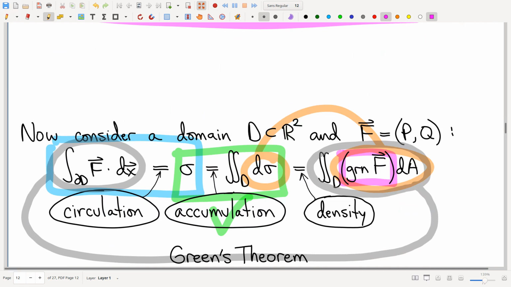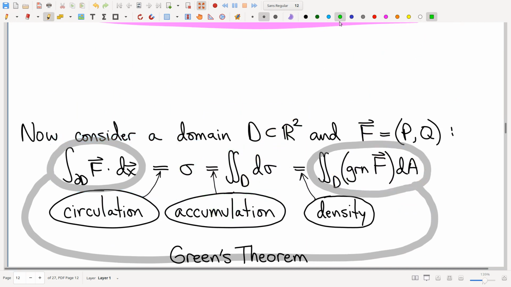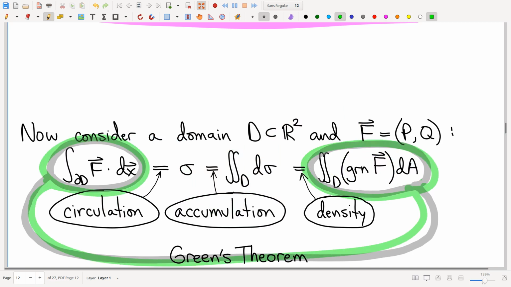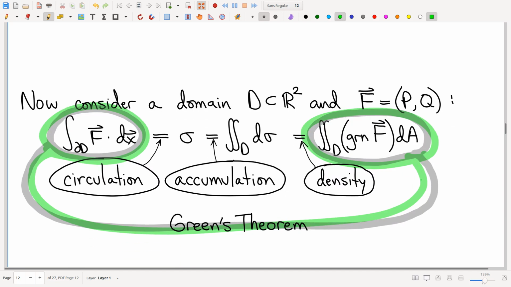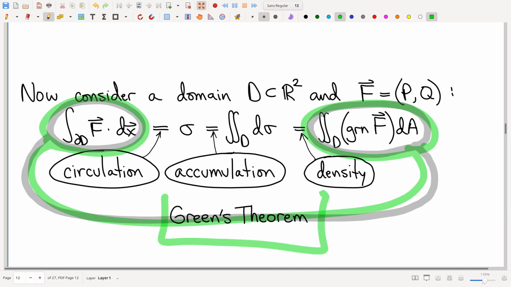And guess what? We're done. We have our new theorem here. Here it is. That integral is equal to that integral. Circulation accumulates over the interior, and therefore is a double integral of circulation density. One way to think about it. And this is called Green's theorem. How we doing? Everybody all right?